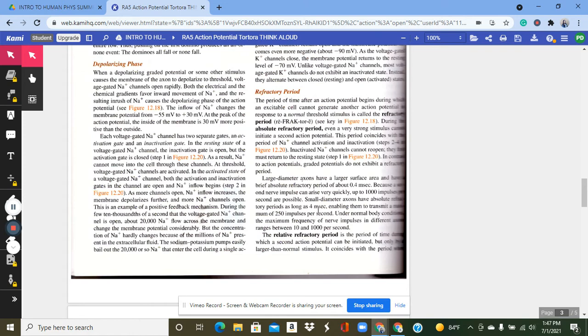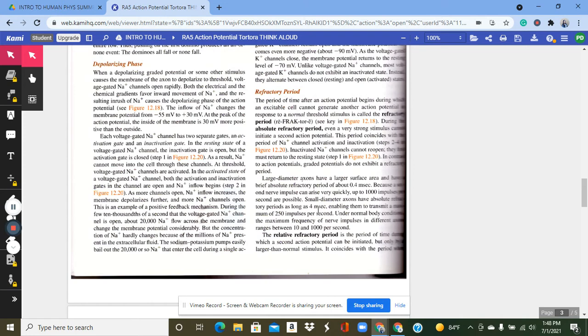During the absolute refractory period, even a very strong stimulus cannot initiate a second action potential. This period coincides with the period of sodium channel activation and inactivation, steps 2 and 4 in figure 12.20. Inactivated sodium channels cannot reopen. They must return to the resting state, step 1 in figure 12.20. In contrast to action potentials, graded potentials do not exhibit a refractory period.